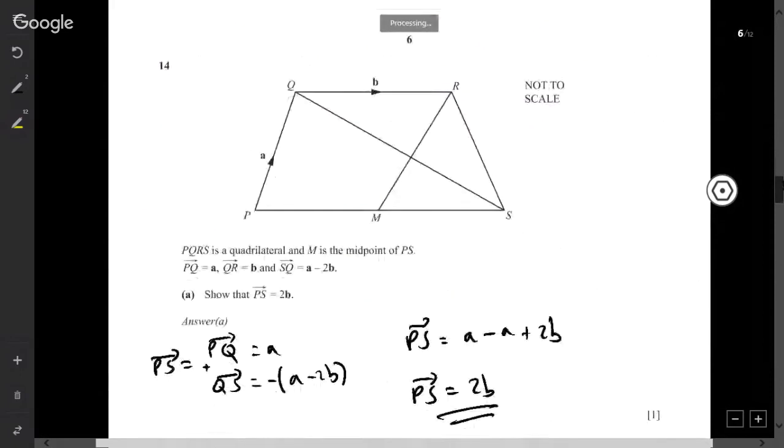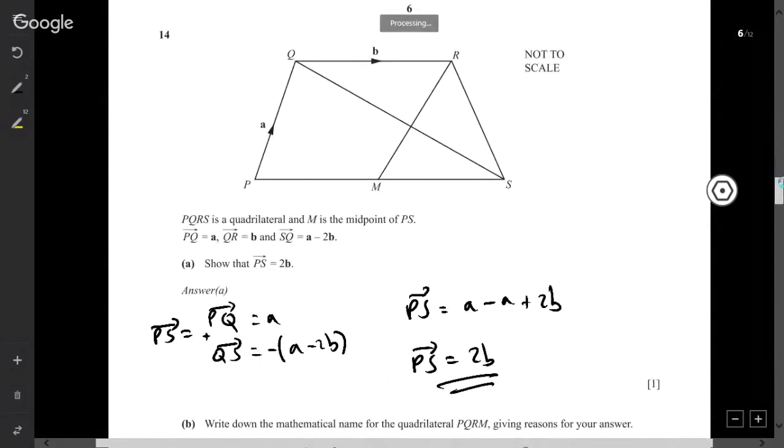All right, question number 14. PQRS is a quadrilateral, and M is the midpoint of PS. Show that PS equals 2B. So PS. Alrighty, so we know that PQ is A as a vector. We know that QR is B as a vector. We know that SQ, that's this direction, is A minus 2B.